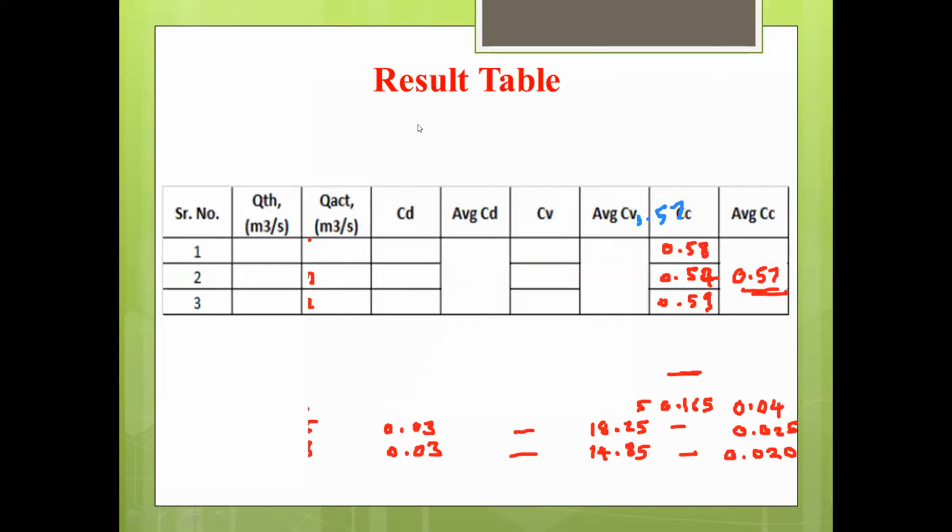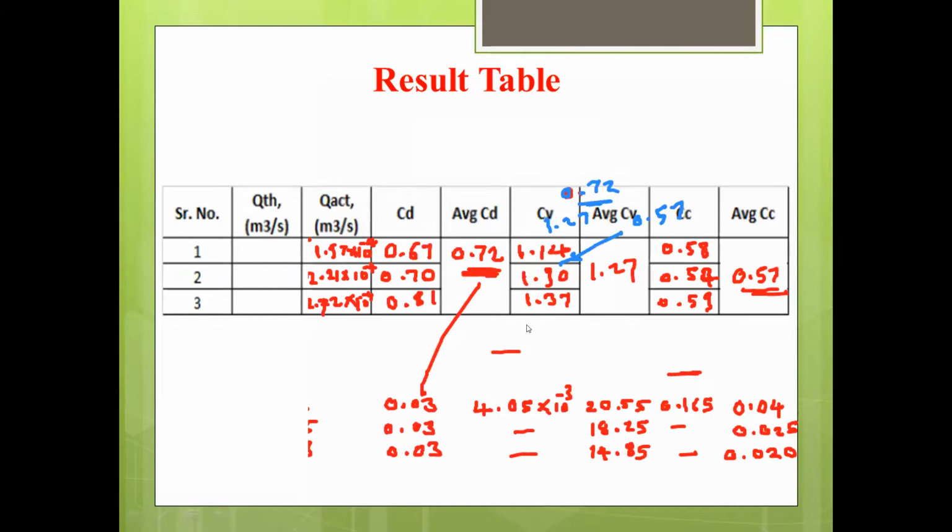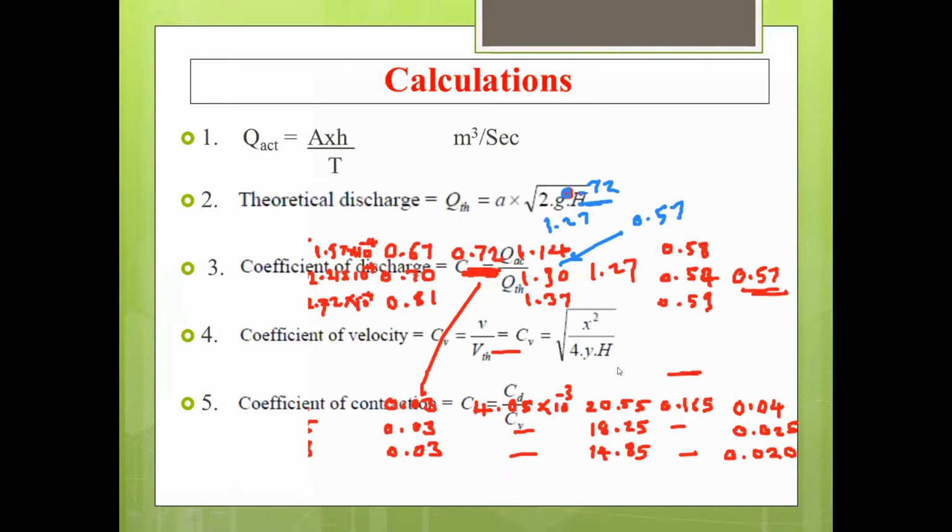I did not understand how CV was found. Okay, I will repeat it once again. Just you see there, what is the formula for CV? This is under root of x square upon 4yh. Instead of writing this, you can write directly x in the numerator and divided by, because under root of x square means x, right? And below, you can write the square root here, that is 4yh. Use this formula.